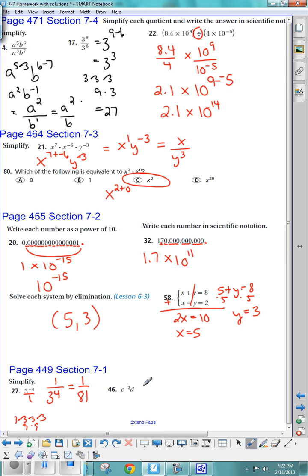Here, the d gets to stay where it's at because it's d to the positive first power, but the c has to move down to the bottom because anytime you have a negative exponent, you flip it.